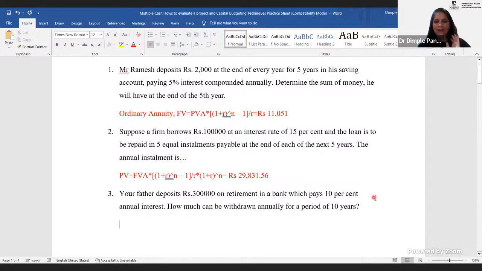How much can I withdraw annually? So definitely I'm talking about the first formula or the second one. I'm going to withdraw this amount in the future. First one, no, definitely not. I'm going to withdraw an equal amount in the future.